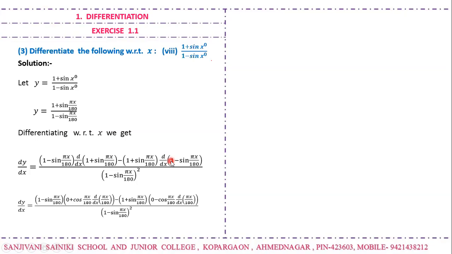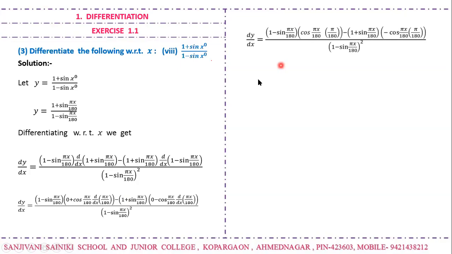Similarly here also the derivative of 1 is 0, and the derivative of minus sine pi x upon 180, the derivative of sine f of x, is cos f of x into f dash of x. F dash of x means d by dx of pi x upon 180. So the derivative of pi x upon 180 is pi upon 180. So from these two terms, what can we take outside? Here cos pi x upon 180, here also cos pi x upon 180, here also pi upon 180, and here also pi upon 180. So these two terms we can take outside, and the remaining terms we will write in the bracket.